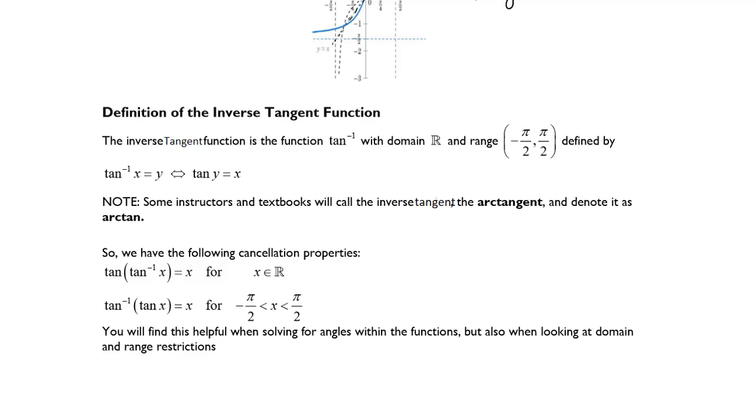So we have the following cancellation properties, just like before. Tangent of tan inverse of x equals x for x in the real numbers, and tan inverse of tangent of x equals x for x in the interval from negative pi over 2 to pi over 2. You will find this helpful when solving angles within the functions, but also when looking at domain and range restrictions.